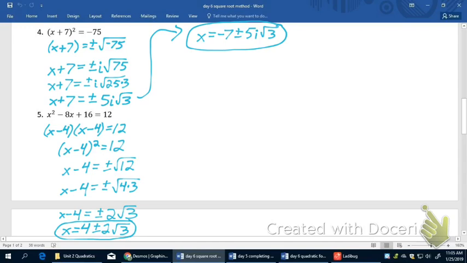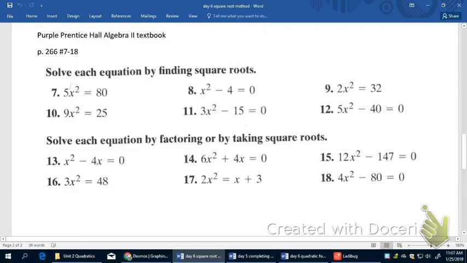Now, that's much more intense than what you're going to have to do on the assignment. On the assignment, you're actually going to be told to do the square root method on these first 6. On the next group, you're going to determine whether you're going to factor or do it by square roots. Now, when it says factoring, you can also use a graphing calculator. For example, on number 13, I'm not going to do this with square roots because there's a bx term. It's already equal to 0, so I'm either going to solve it by factoring or solve it by graphing. Your choice. But on number 15, I'll do that one with square roots since there's no bx term.